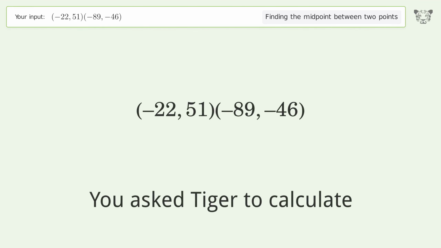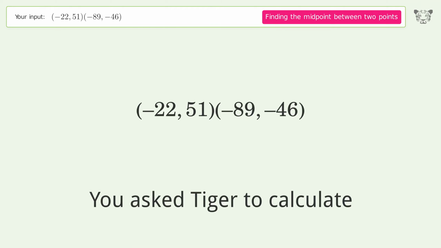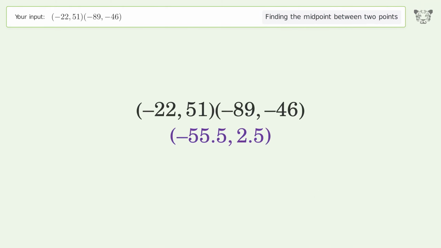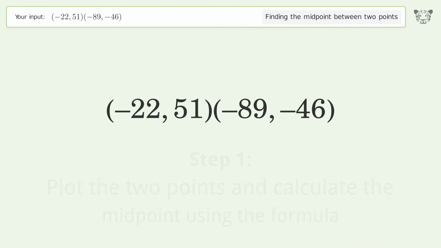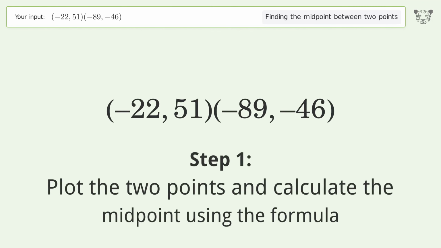You ask Tiger to calculate. This deals with finding the midpoint between 2 points. The midpoint between the 2 points is negative 55.5, 2.5. Let's solve it step by step. Plot the 2 points and calculate the midpoint using the formula.